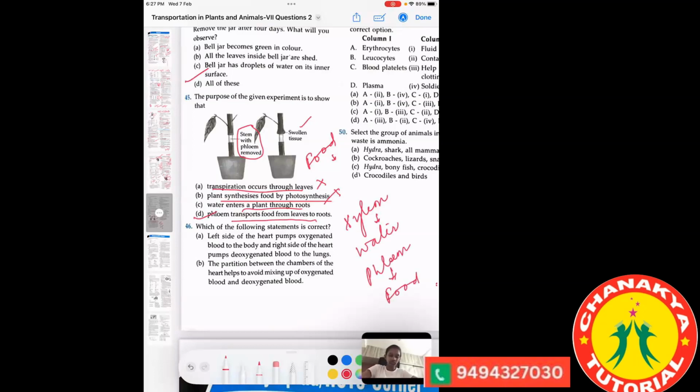And Kritvik, you have said C, right? C could be the answer if they had removed the xylem part. If instead of phloem they had removed the xylem, in that case the answer would be C, where water enters a plant through roots. But what they did was remove the phloem. So in that case, the answer is that phloem transports food from leaves to root.